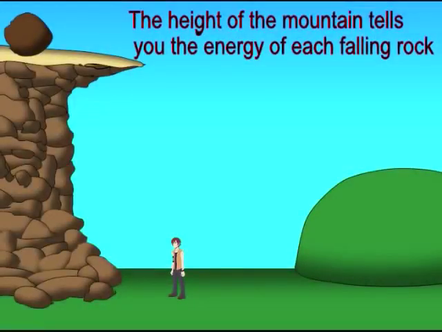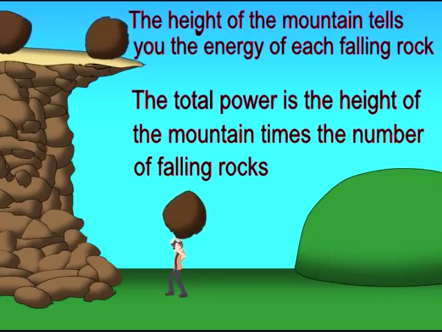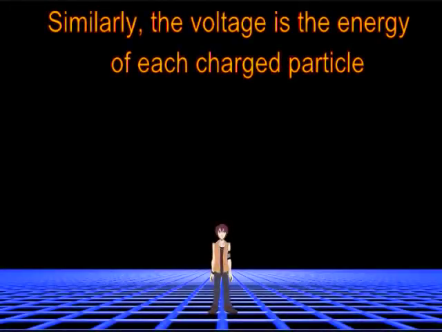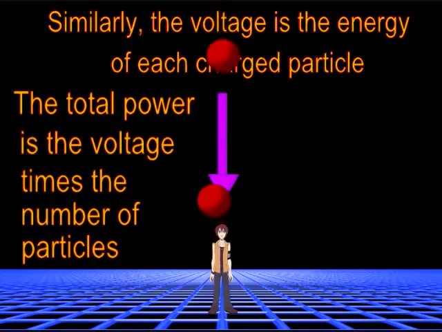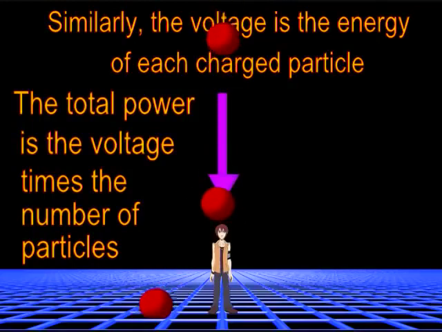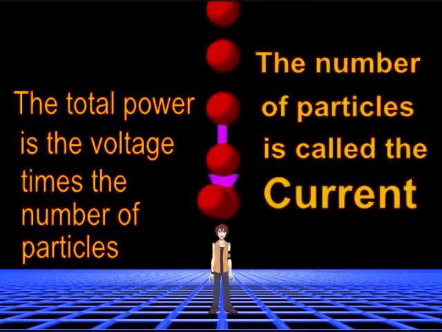The height of the mountain tells you the energy of each falling rock. The total power is the height of the mountain times the number of falling rocks. Similarly, the voltage is the energy of each charged particle. The total power is the voltage times the number of particles. The number of particles is called the current.